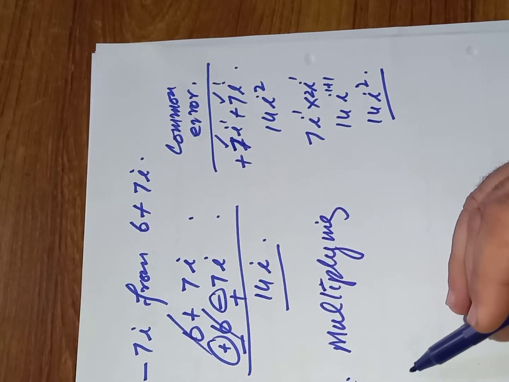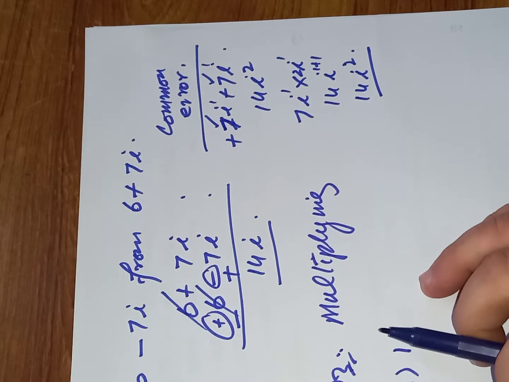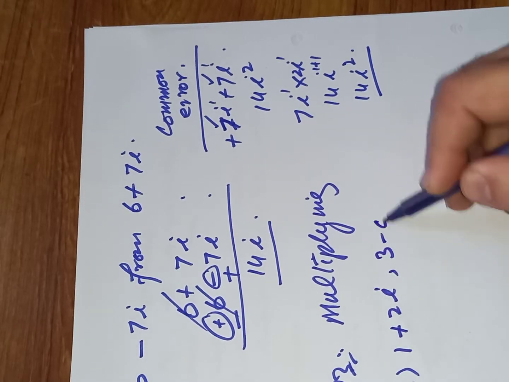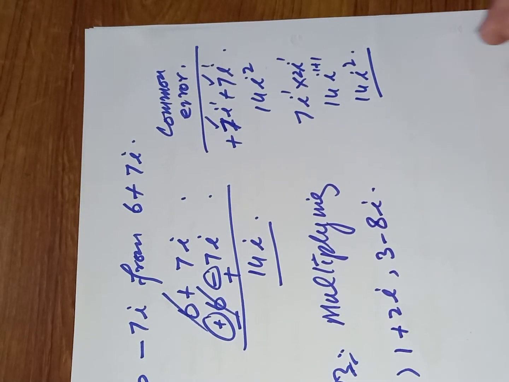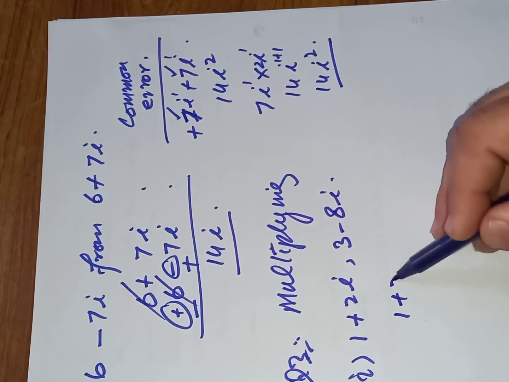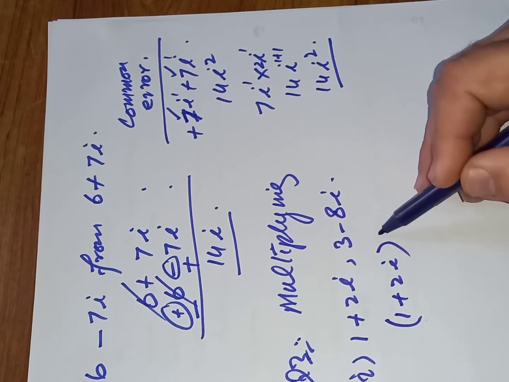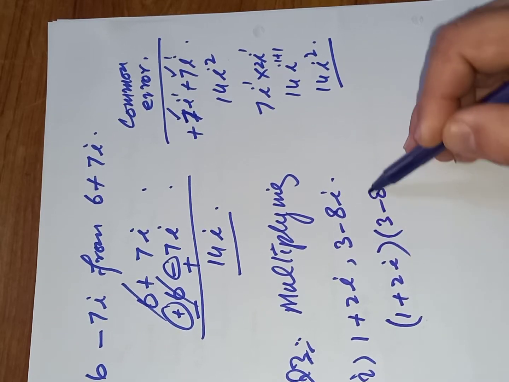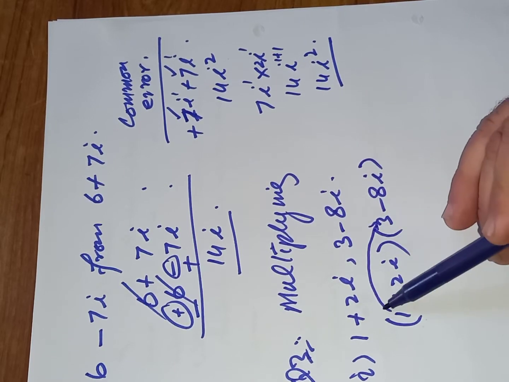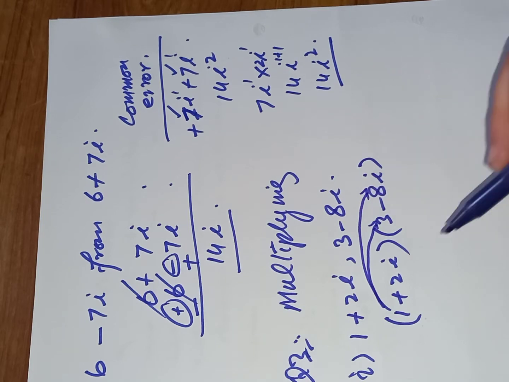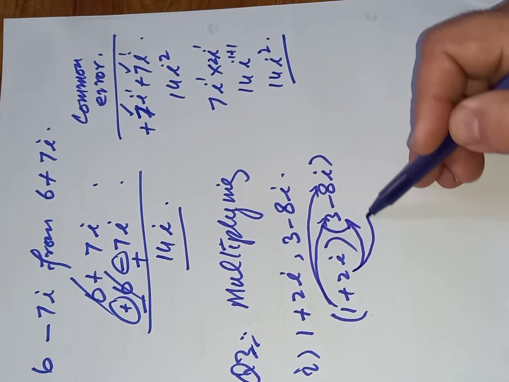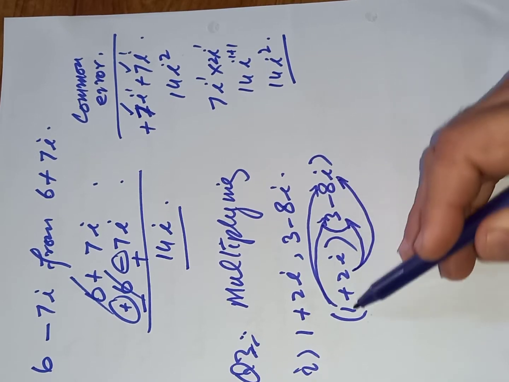The first part is about 1 plus 2 iota and 3 minus 8 iota. Here we can see we may write both of these, instead of comma we will multiply them within brackets, and then the first value will interact and multiply with both values of the second bracket, and then the second value will also interact with both these values including the signs.